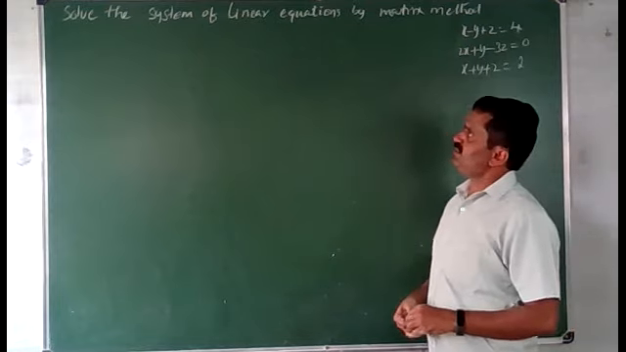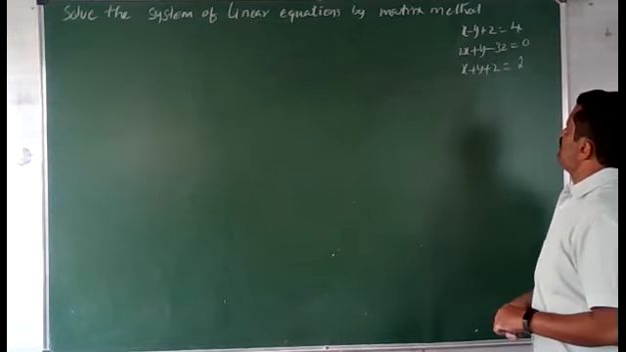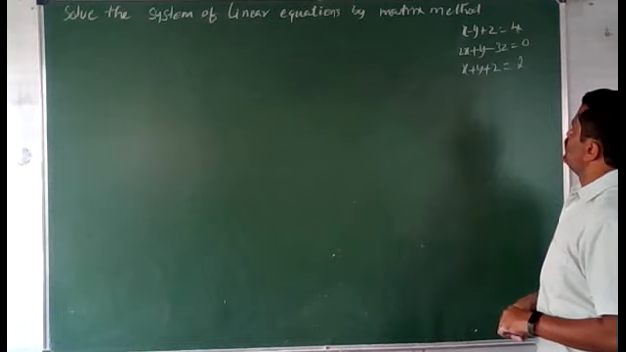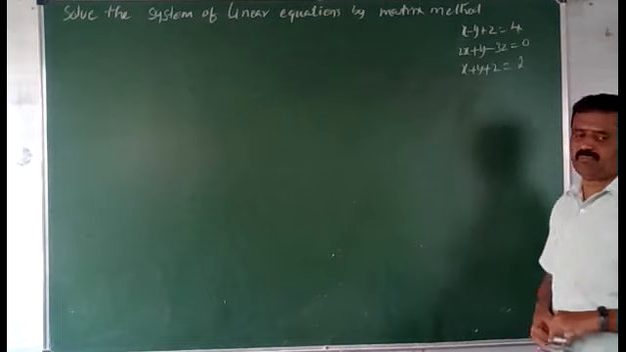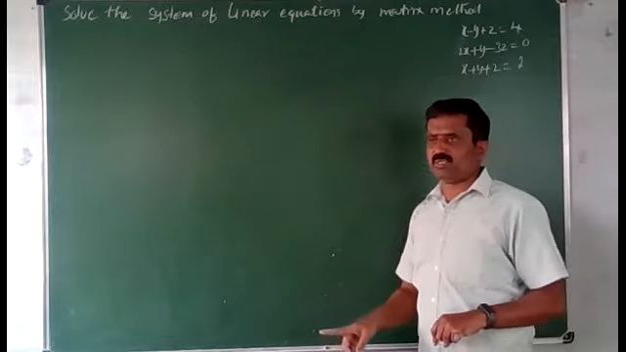Next, same. Solve the system of linear equations by matrix method. x minus y plus z is equal to 4, 2x plus y minus z is equal to 0, x plus y plus z is equal to 2. We have to solve by using the matrix method.